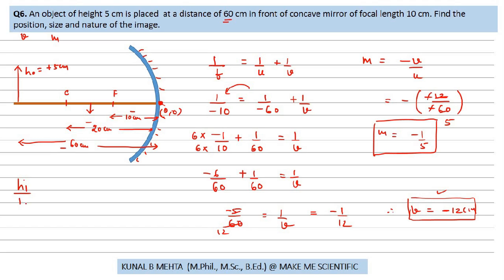Height of the image upon height of the object is magnification, which is minus 1 upon 5. Height of image, I don't know. Height of the object is plus 5 centimeters as it is above the principal axis, that is minus 1 upon 5. So height is minus 1 centimeter from here. We can solve and find the answer. And of course the image distance is negative, so image is in front of the mirror. So the nature of image is real and inverted.